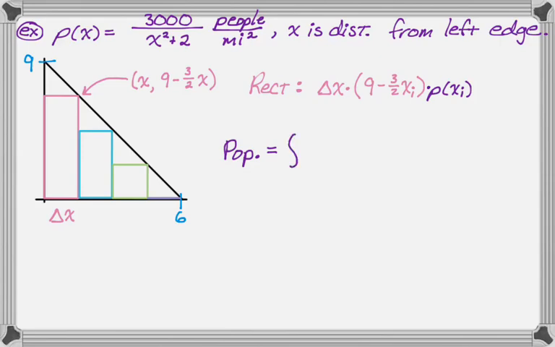So it's the integral from, so delta x goes from 0 to 6, so the bounds will be 0 to 6. And then our function is 9 minus 3/2 x, and then we're going to multiply by rho of x, and then delta x becomes dx. Then we grab a calculator, and you come out with an approximate answer here of 18,945, and then the units on this are people.